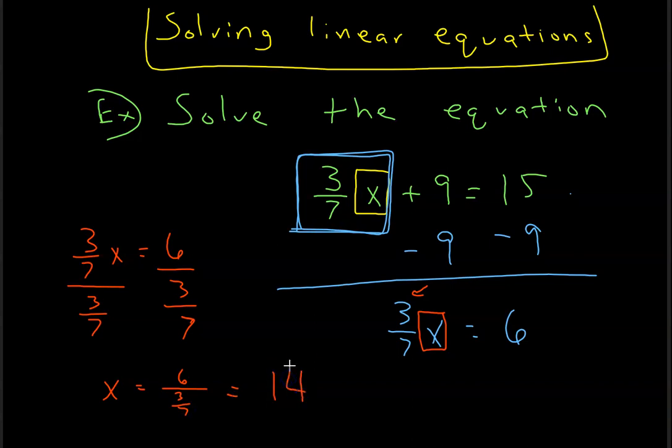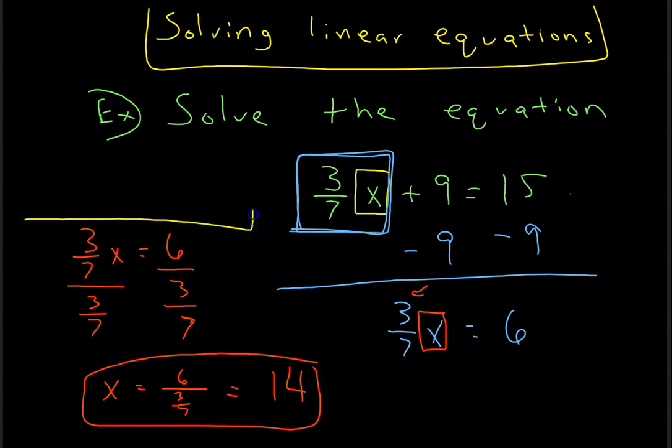So apparently, our answer, our solution, is 14. Let's check that out to make sure it's true. So given that original statement, I'll put it here in this little box. 3 over 7 x plus 9 equals 15. If I plug in 14 right here for x, let's see what it becomes.